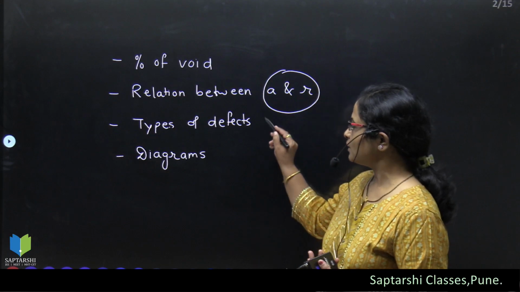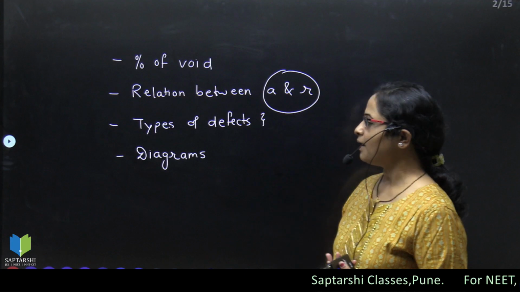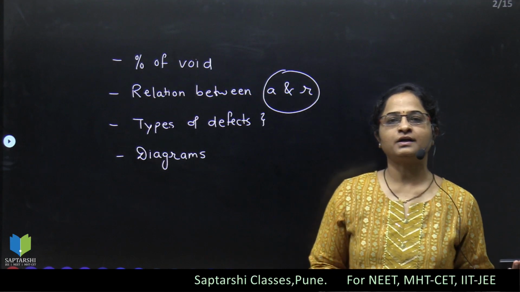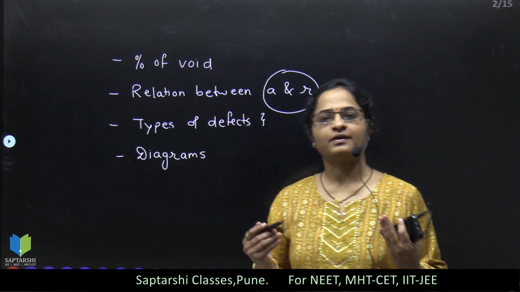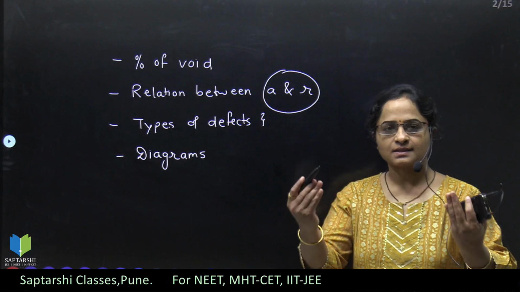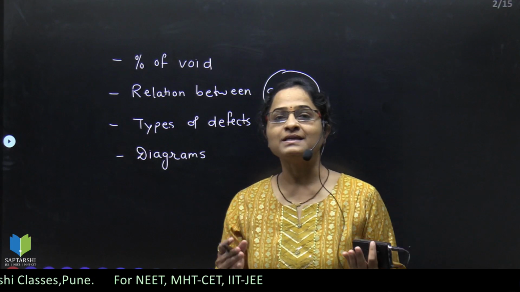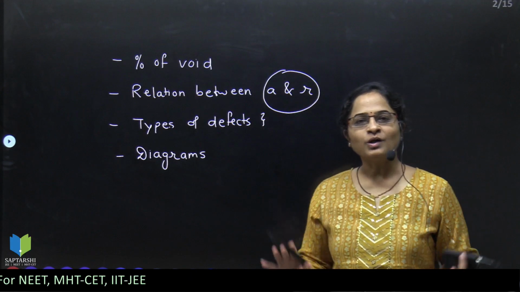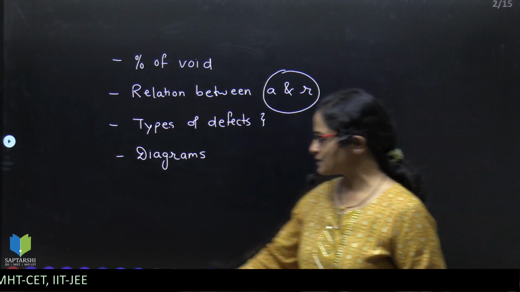And last but not least, the important part is the types of defects. You all know the different types of defects like Frenkel defect, Schottky defect and all that. त्याचे डायग्राम्स तुम्हाला सगळ्यांना माहिती आहे, त्याचे कॅरेक्टरिस्टिक माहिती आहे. Please read the example well. So all this will be the questions from solid state.